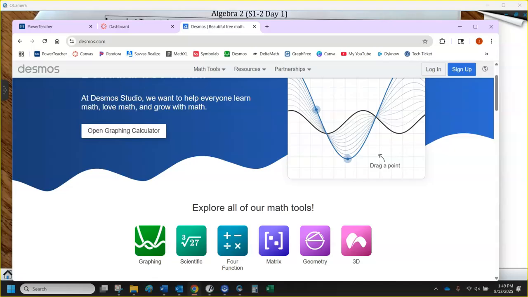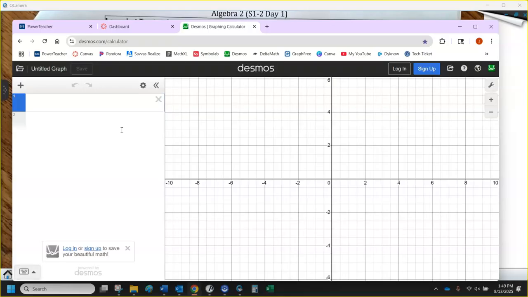You are not going to log in. You are not going to sign up. Don't do that. It's not something you have to log into. Just click right on this, like it says open graphing calculator, and it'll give you the graph. On the left side here is where you can type the equation.